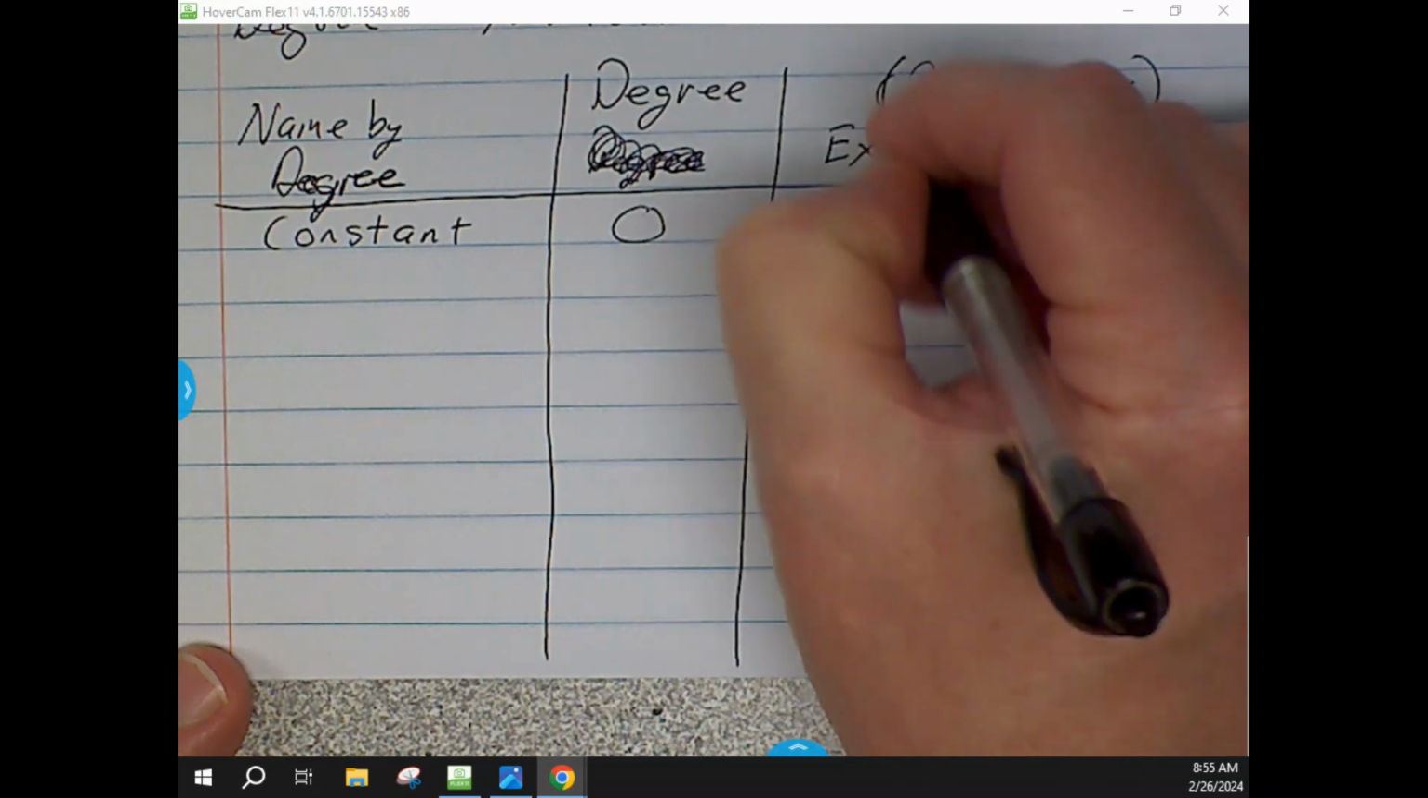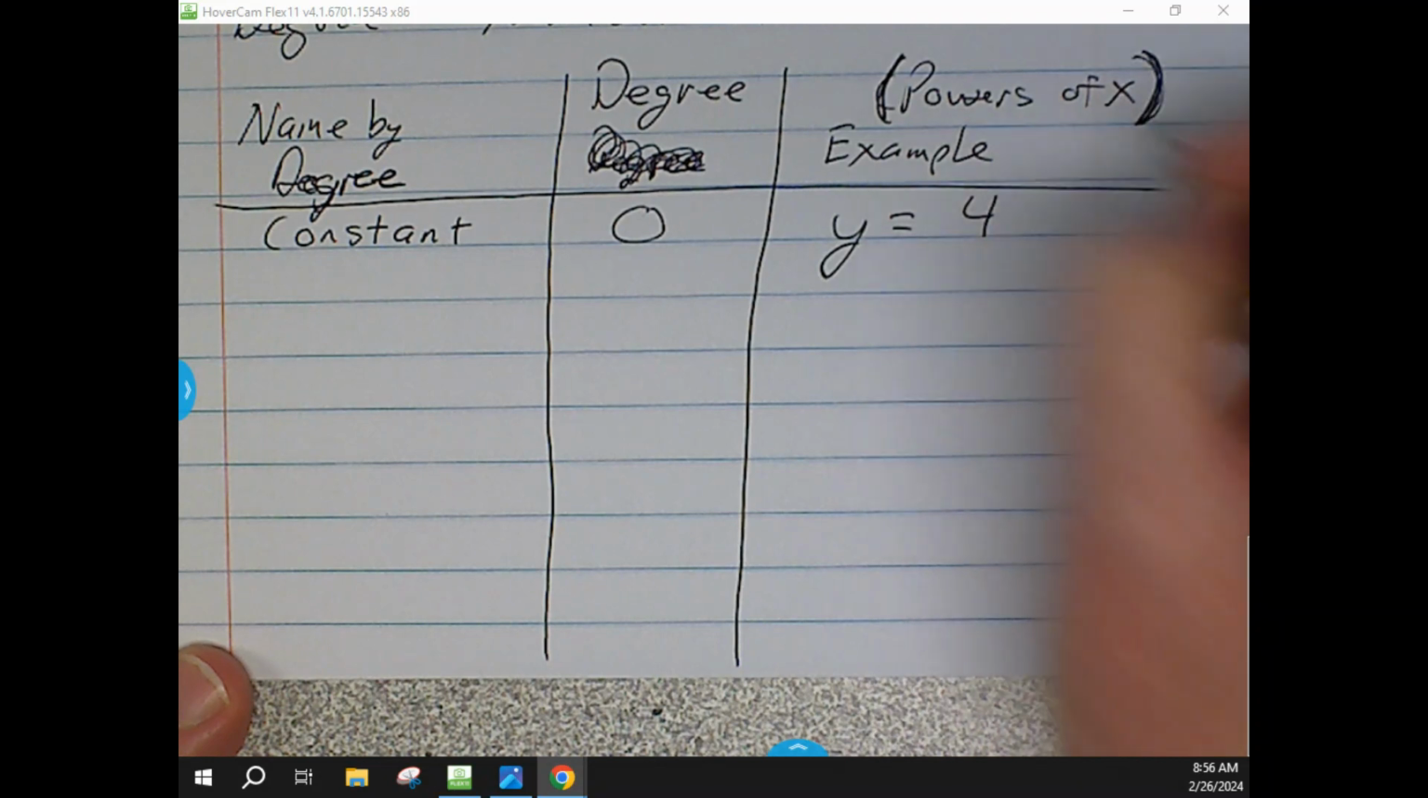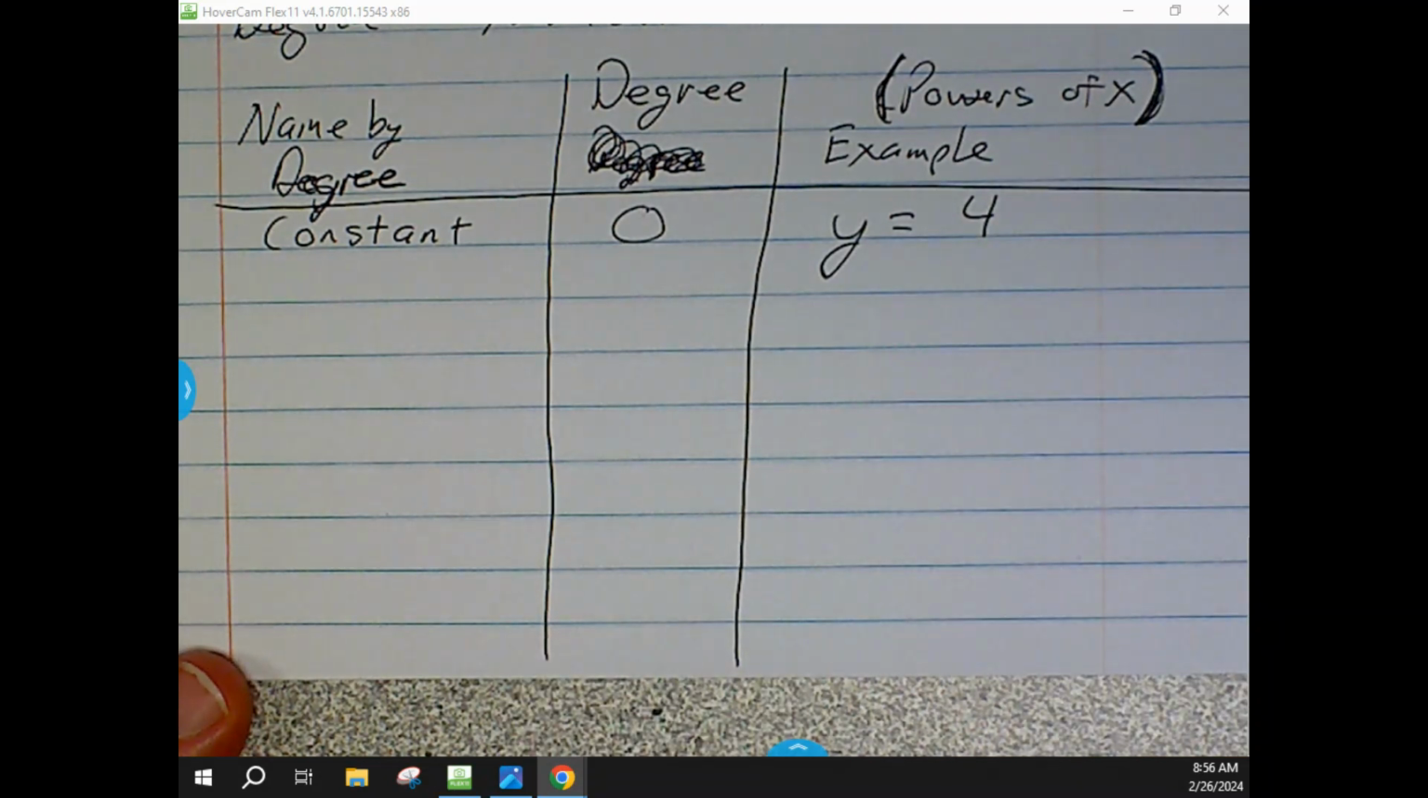Okay, so when we're talking about these examples, we're going to use x for a variable, just because that's how it's going to go. So we're going to look at the power of x for these equations or these expressions that we go through.